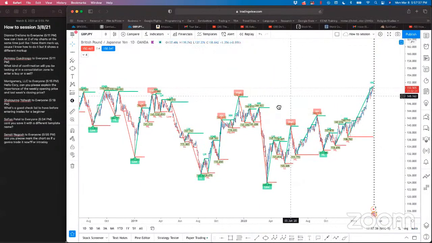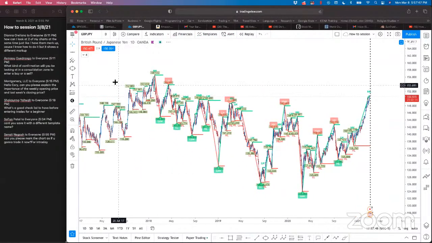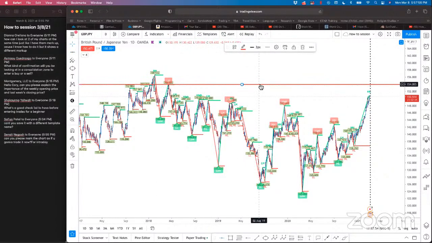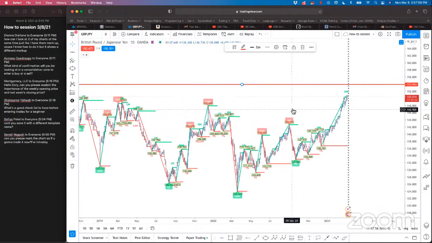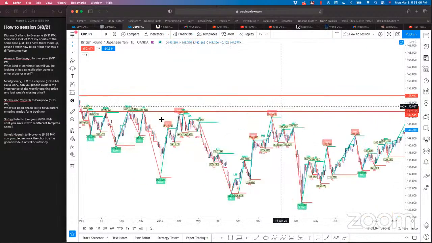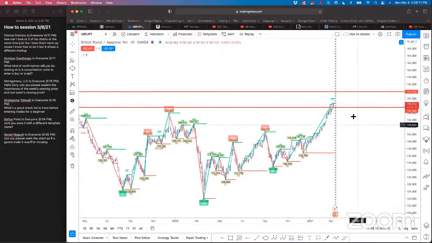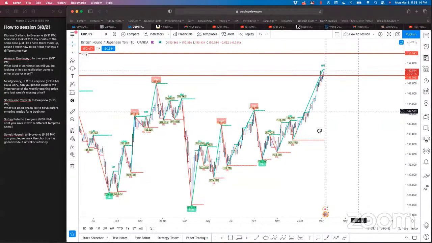We don't have a lot of rejection. It's kind of just pushing through this on GJ. So I'm just going to look left, and I'm going to use this zone right here for the daily. And then over here, I'm going to use this one right here, which is coming from over here. My daily zones, right?